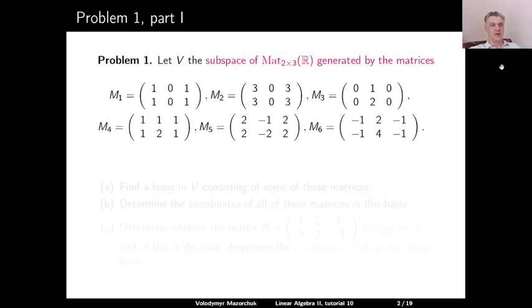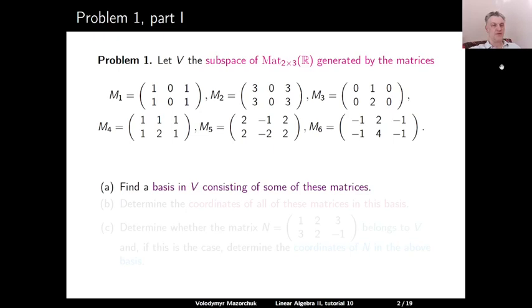Problem 1. Let V be the subspace of the linear space of all 2 times 3 matrices with real coefficients, which is generated by the matrices M1, which is 1, 0, 1, 1, 0, 1, M2, which is 3, 0, 3, 3, 0, 3, M3, which is 0, 1, 0, 0, 2, 0, M4, which is 1, 1, 1, 1, 2, 1, M5, which is 2, minus 1, 2, 2, minus 1, 2, and M6, which is minus 1, 2, minus 1, minus 1, 4, minus 1.